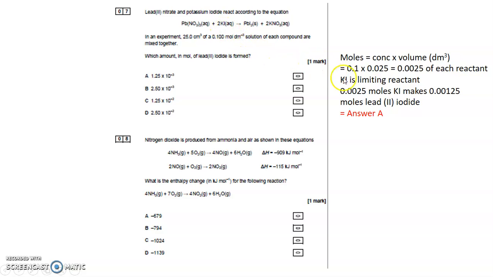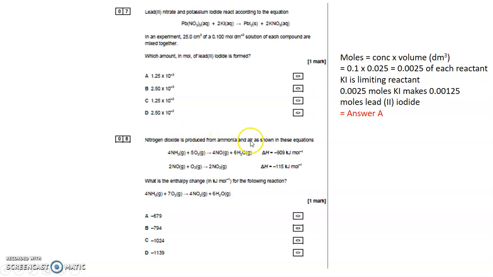So I've got 0.0025 moles of both of these, but this is the limiting reactant. 0.0025 moles of potassium iodide is going to make half as much of the lead iodide. It's asking for the lead 2 iodide, which is PbI2. So 0.0025 moles of KI, which is my limiting reactant, makes 0.00125. I've divided by 2 because 2 moles make 1. So it's going to make 0.00125 moles of lead iodide, which is 1.25 times 10 to the minus 3. The answer is A.